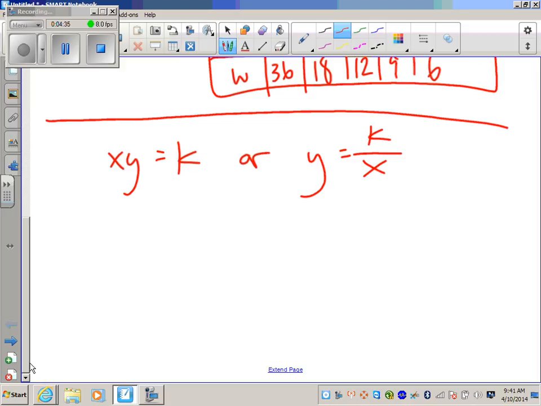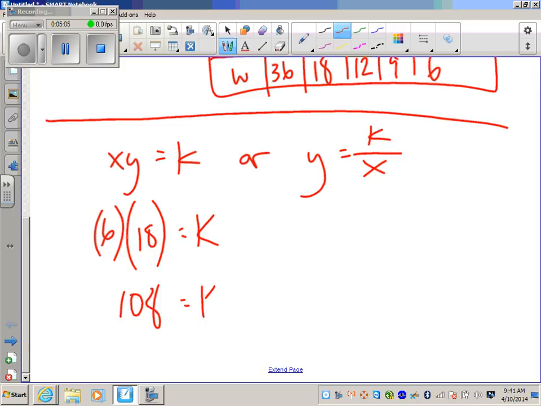So it says that y is 6 when x is 18. This is example 2. Okay? This will equal k. 18 times 6 equals 108. That's our constant. Looks like we're going to have to use both of them anyway. Right, Amelia? Question?